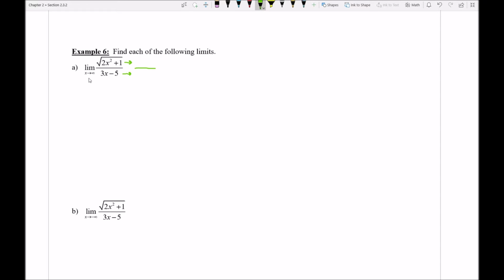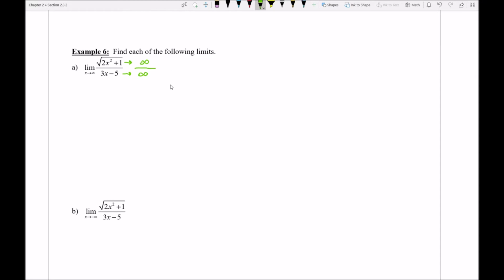If x is moving towards infinity, my denominator is going to become infinitely large. But also, my numerator is going to become infinitely large. As you'll notice, the inside of the square root is still going to have a super large value when x is squared, multiplied by 2 is even bigger, and then plus 1. The square root makes it a little bit smaller, but as the value of x continues to grow, the numerator will continue to grow in size.